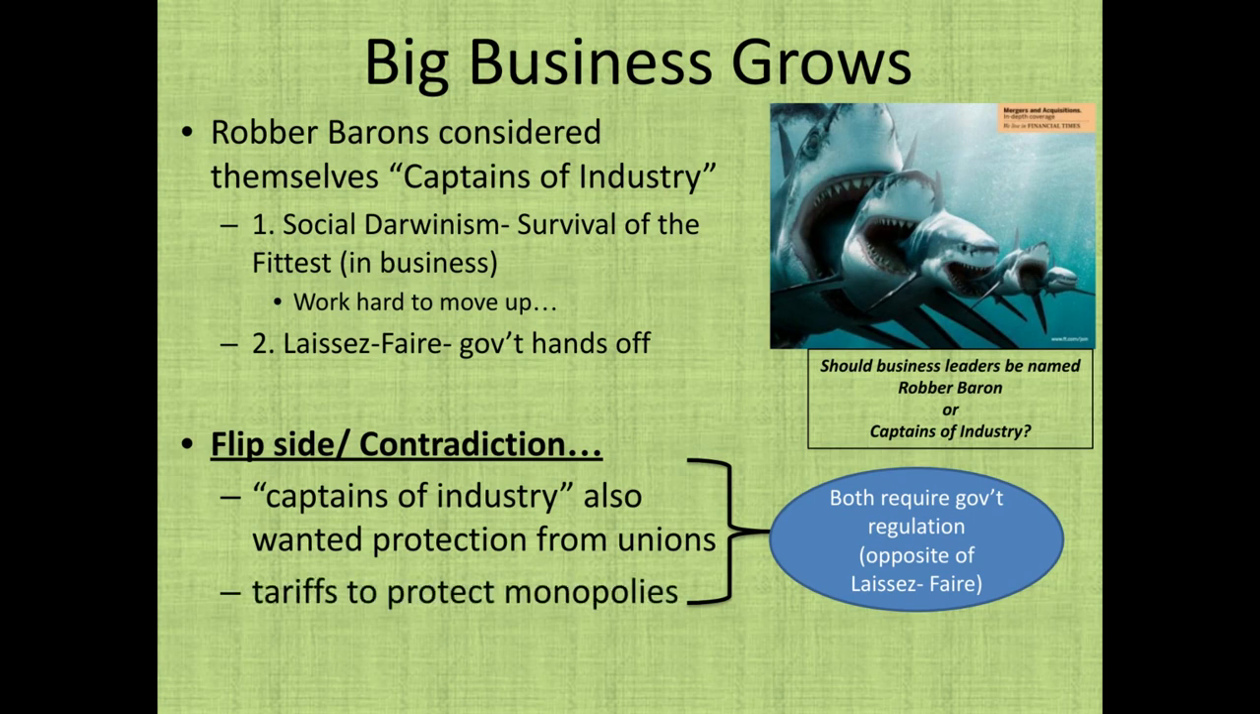They also asked for the government to issue tariffs. Remember, a tariff is a tax on certain products. Government regulation, if it comes in, is the opposite of laissez faire. These tariffs are taxes on products that were competition to them. They're asking the federal government to protect them from those products. So they're really contradicting themselves through asking for these things from the government.